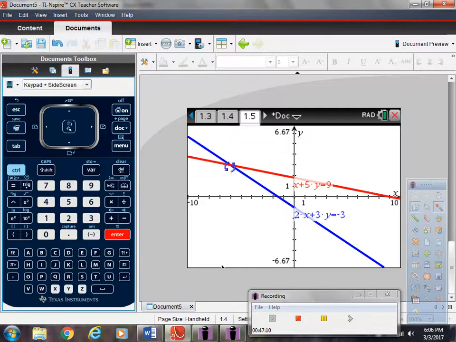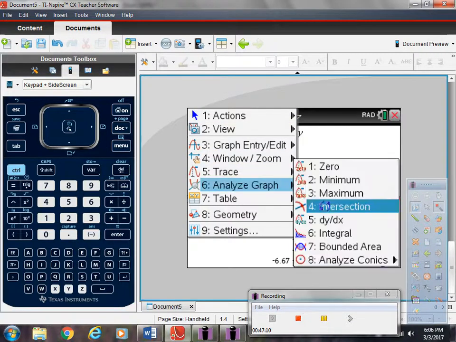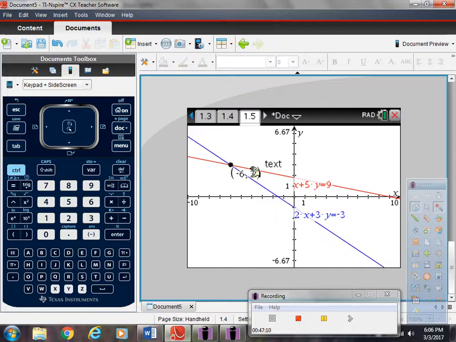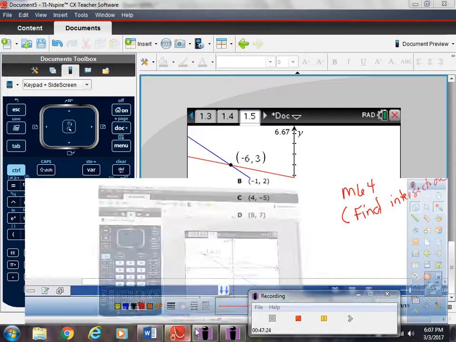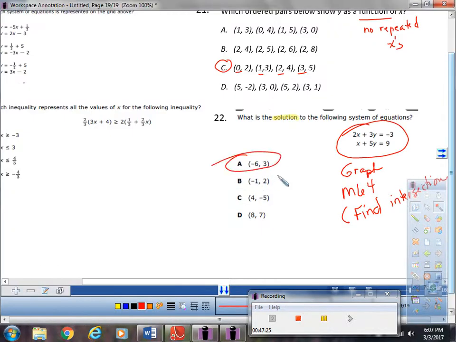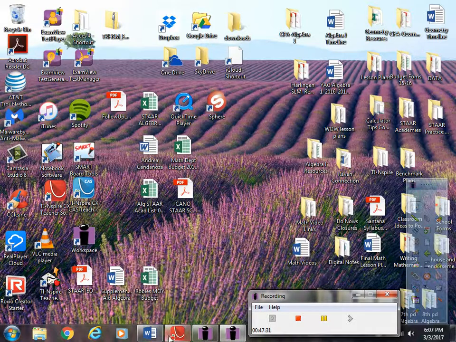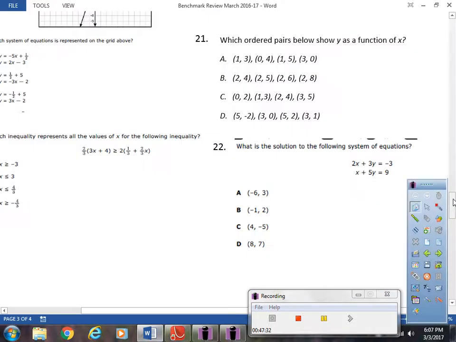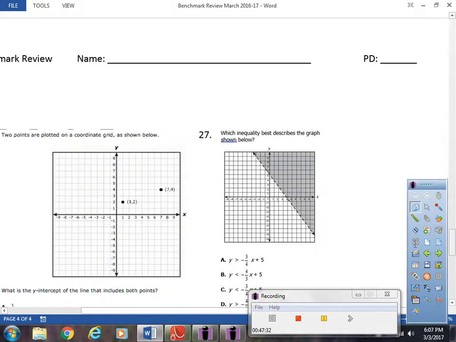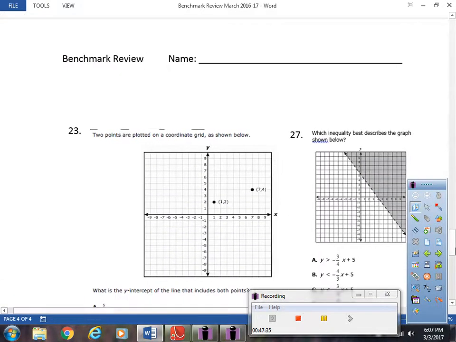Boom. So this is where they intersect. That's where our answer is. So menu 64, click and drag. There's your answer. So your solution is 8. Okay. So again, just graph it out. When in doubt, graph it out. All right. So we're on the last page. We're running kind of short on time.